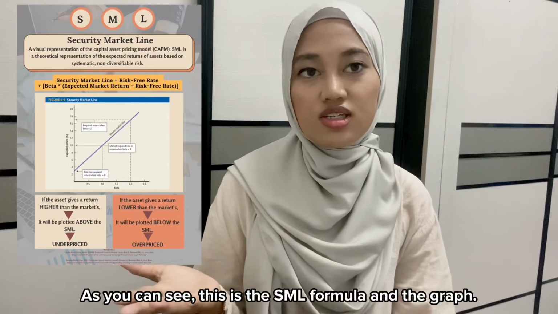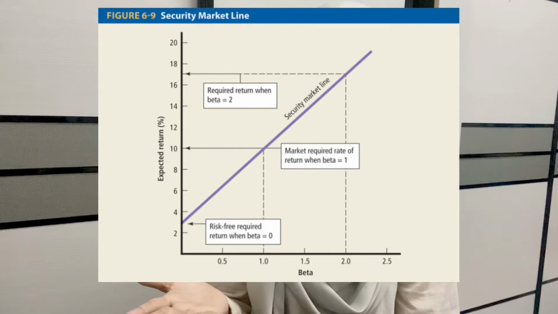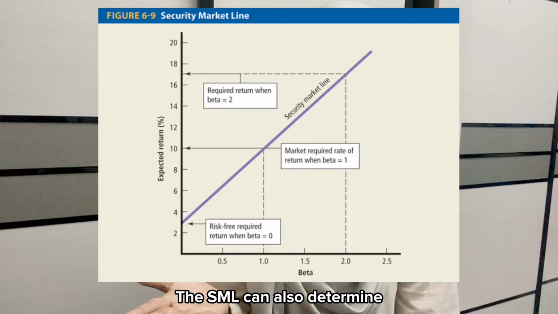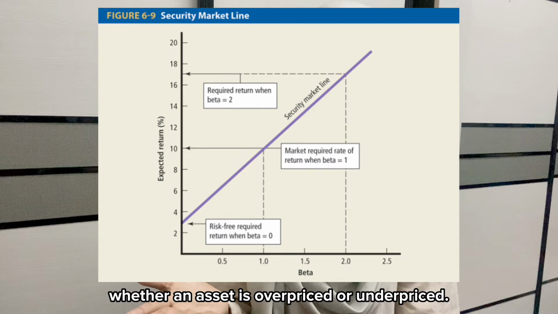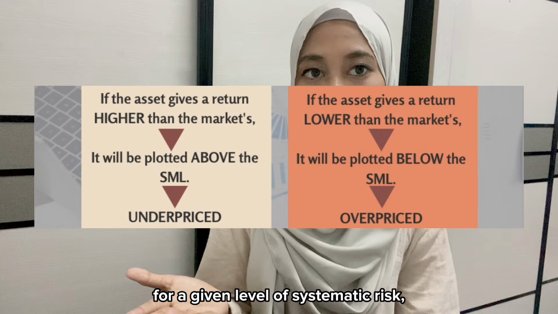As you can see, this is the SML formula and the graph showing that purple line, which is the SML. The SML can also determine whether an asset is overpriced or underpriced. If the asset gives a return higher than the market's for a given level of systematic risk, it will be plotted above the SML. And if the asset gives a return lower than the market's for a given level of systematic risk, it will be plotted below the SML.